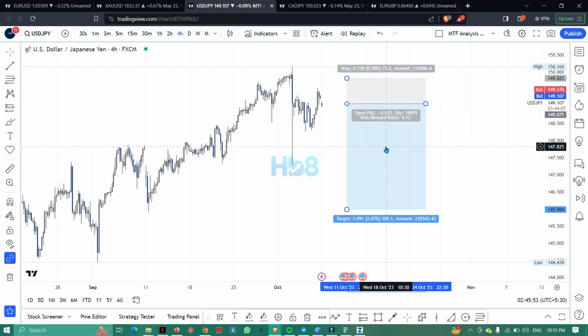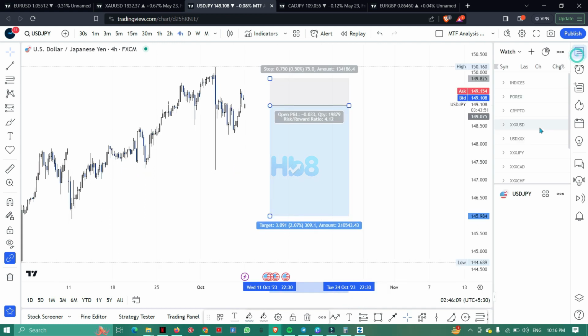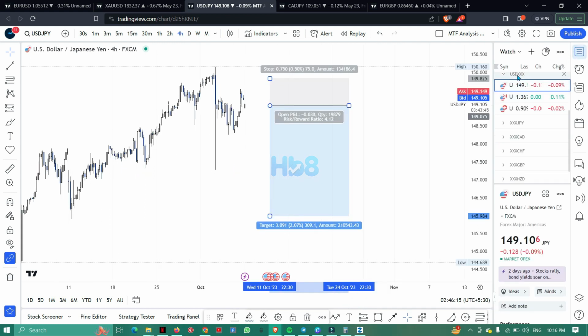What you just need to do is convert your account balance from USD to JPY by multiplying your account by the exchange rate. Okay. Now, this also applies to all other pairs under this USD XXX. So if you're going to calculate for USD CAD, you're going to do the same thing. If you're going to calculate for USD Swiss franc, you're going to do the same thing.